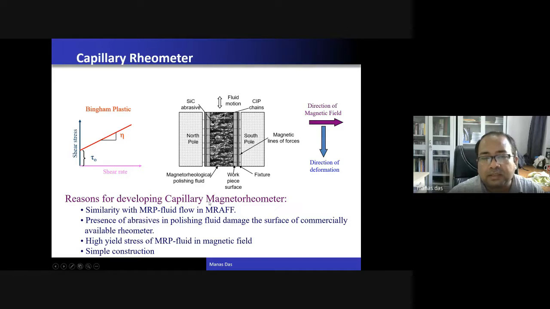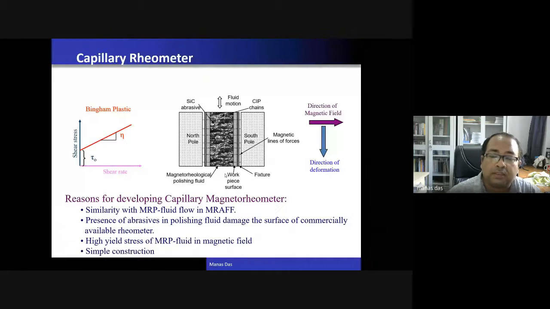In this case, we have to know the yield stress and viscosity of this fluid. To automate the process, whatever fluid we have developed, it is required to get its yield stress and viscosity. In this direction the magnetic field is applied and chains are formed, and in this direction we are flowing the fluid. That's why we have developed a capillary magnetorheometer for getting the yield stress and viscosity.